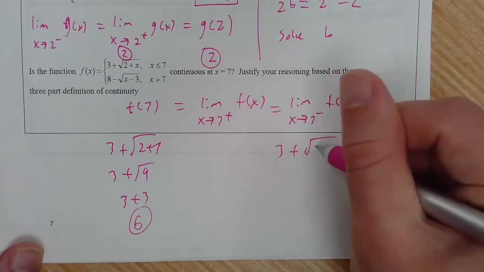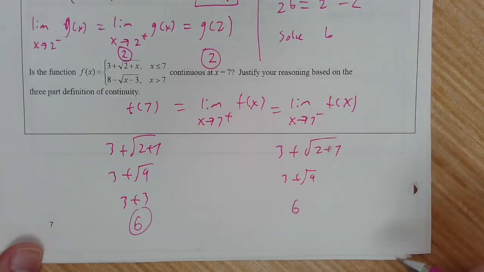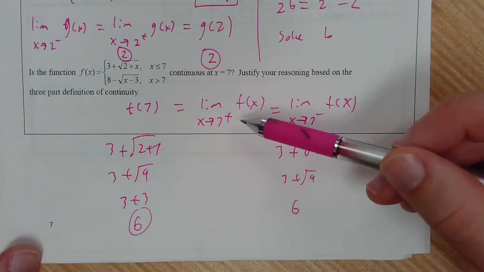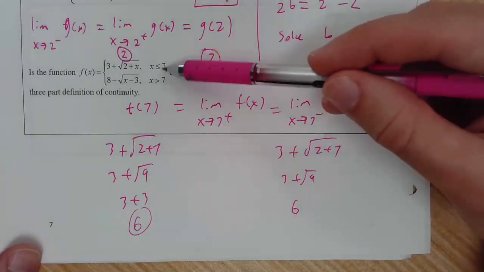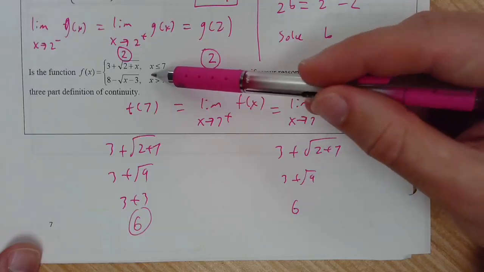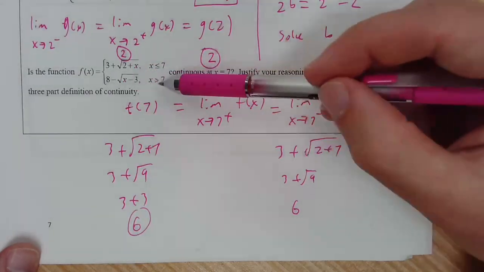3 plus root 2 plus 7. That's 3 plus root 9. That's 6. So these two are equal to each other. To find the limit as we approach 7 from the right, so this is x is less than or equal to 7. This is x is greater than 7. Because it's greater than, that's going to be to the right. That means we plug a 7 into this one here.